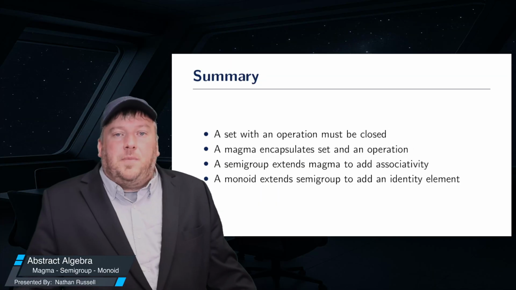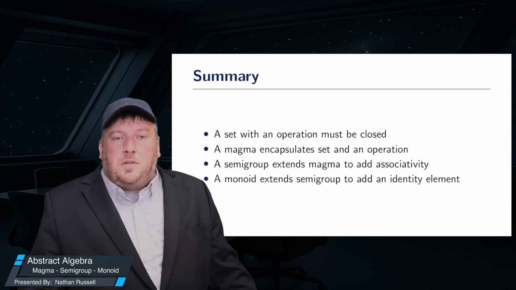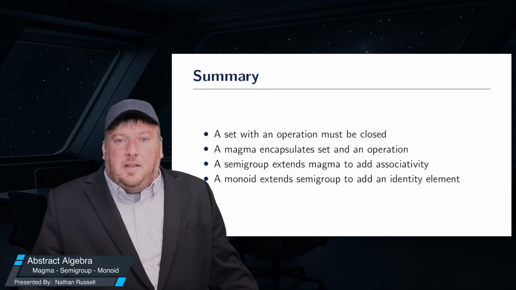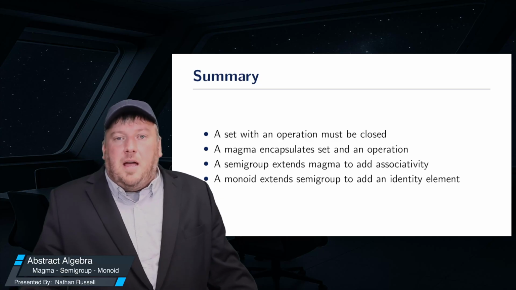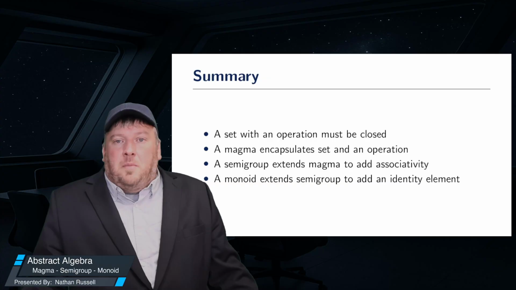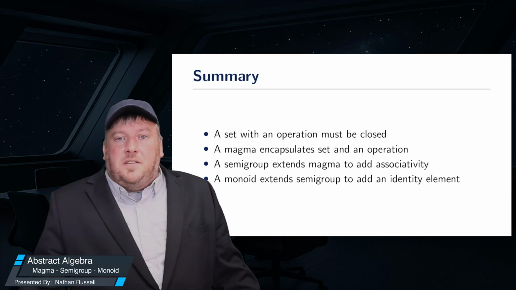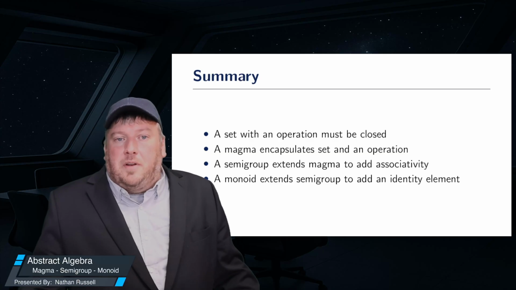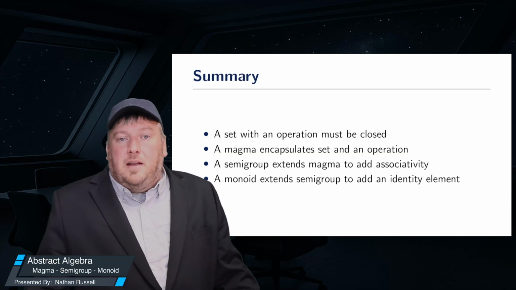To summarize, in order to be a magma, the operation must be closed on the elements of the set. A magma effectively encapsulates a set and the operation. So we say a magma has a set and a magma has an operation. A semigroup extends a magma by requiring associativity. A monoid extends a semigroup by requiring an identity element.